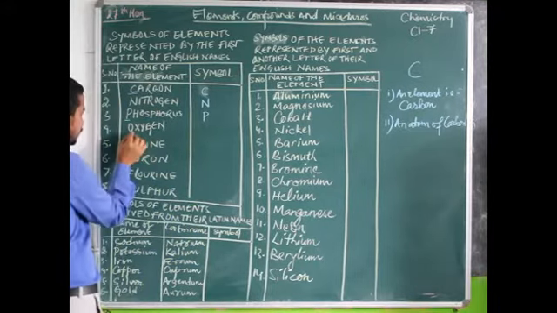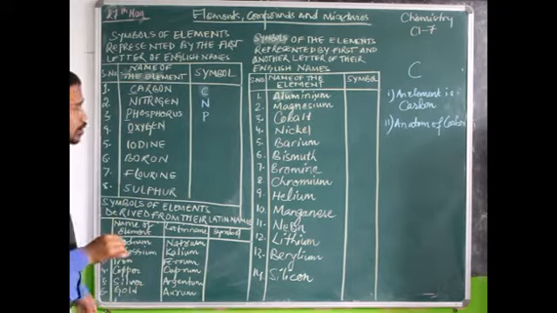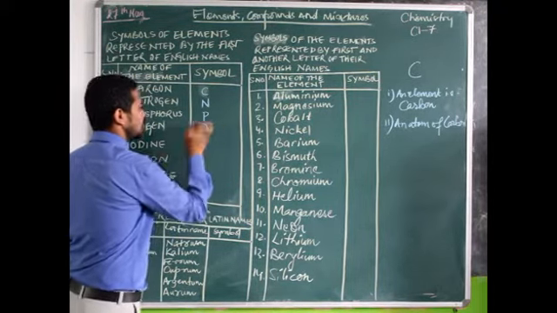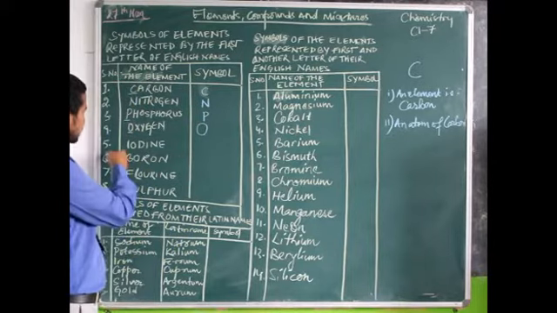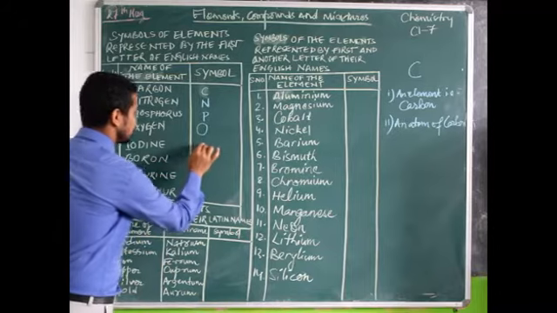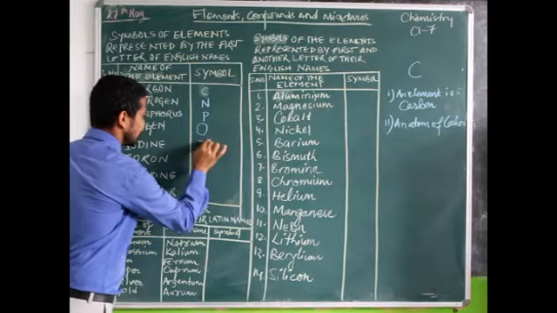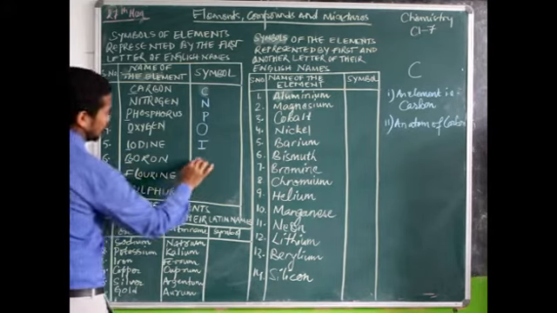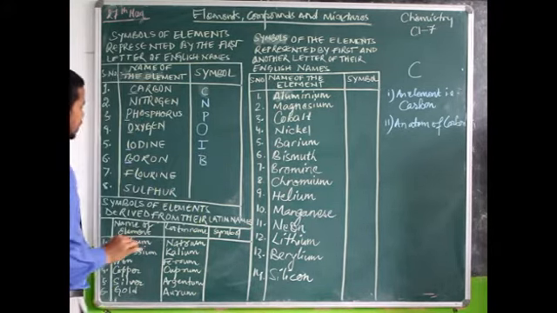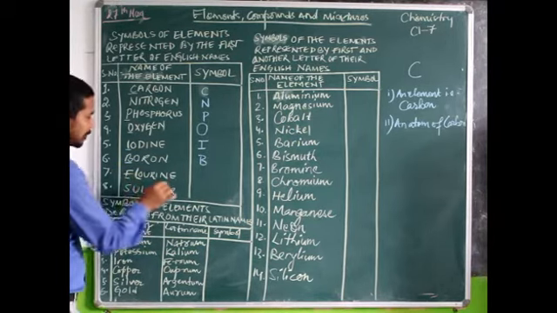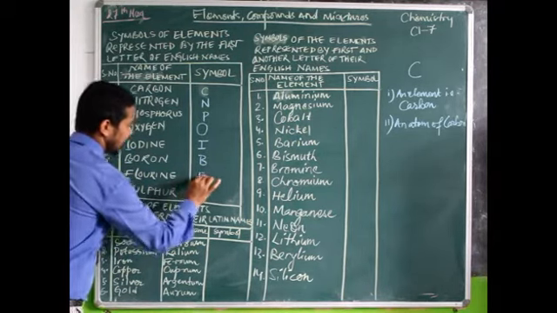So what is the first letter of the name oxygen? O. So the symbol for oxygen is capital letter O. And for iodine, what is the first letter? I. So it is I. And what is the first letter of boron? It is B. So this is B. And what is the first letter of fluorine? F. So I will write F.